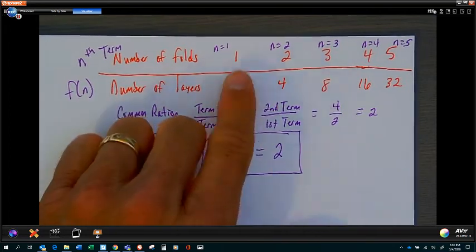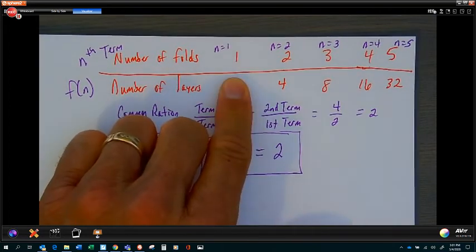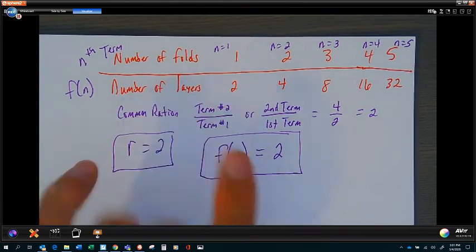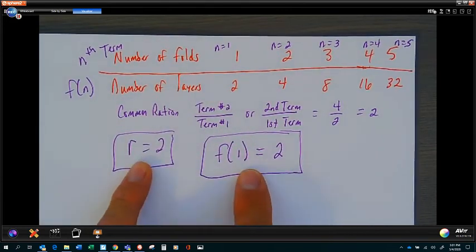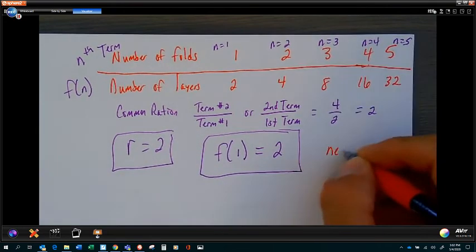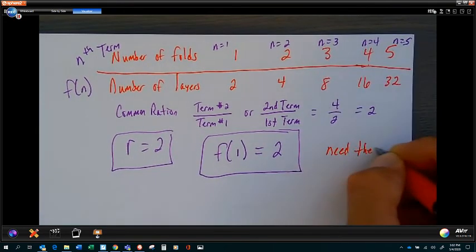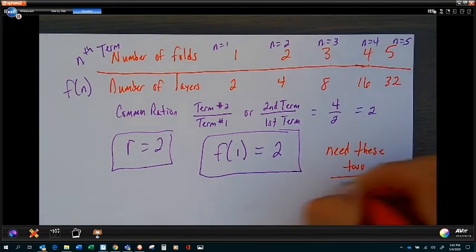Now, if we don't know our first term, then I would need to figure that out, and we'd have to use logic to figure it out. So to write the recursive and explicit formulas, I need these two pieces of information. Okay? I need these two to write our formulas.